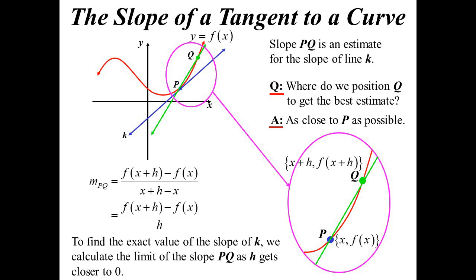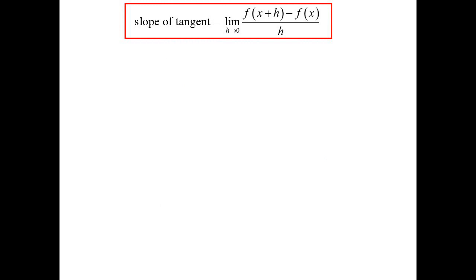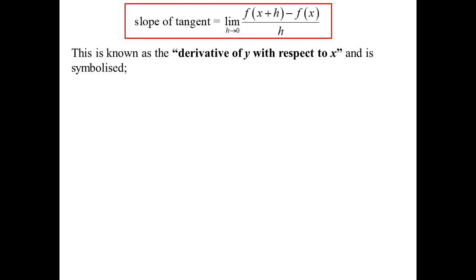Well, obviously it can't be the same point, but let's investigate using this idea of limits. So as the distance between the two, as h is approaching 0, what is happening? So my slope of a tangent will be the limit as h approaches 0 of that expression we just found: function x plus h minus function x over h. This is what we call the derivative of y with respect to x. And it's basically saying, how is the y value changing as x changes?